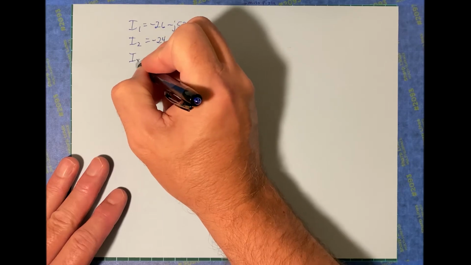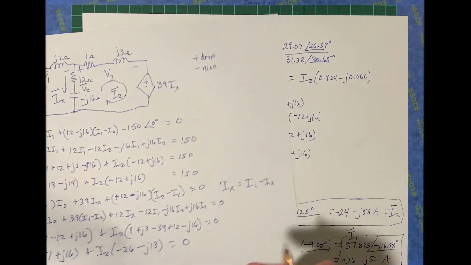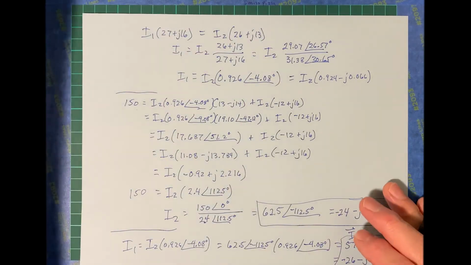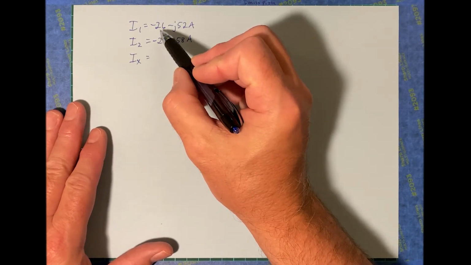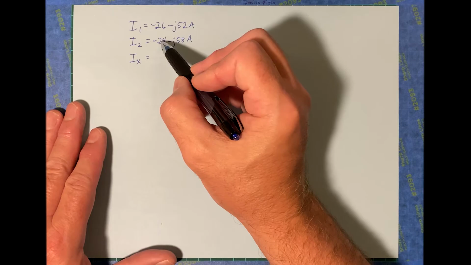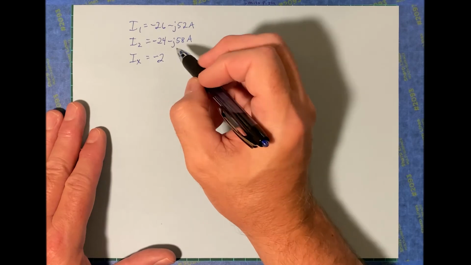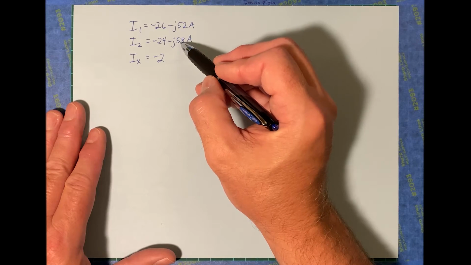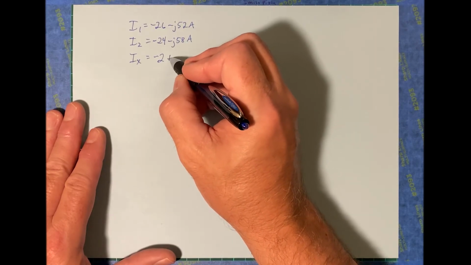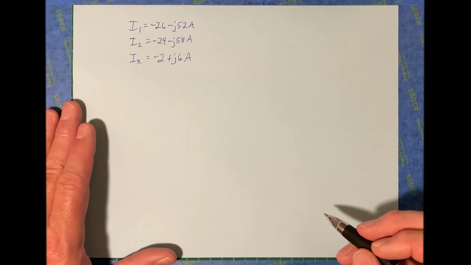And then my I sub x, remember what I sub x was. Don't think I have it on this sheet of paper. Here it is. It's I1 minus I2. So I1 minus I2 is this one minus that. So that's 26 minus a negative 24, so 26 plus 24, that's going to be minus 2. And then it's negative 52 plus 58, so that's positive j6 amps. So we've got our I1, I2, and I sub x.